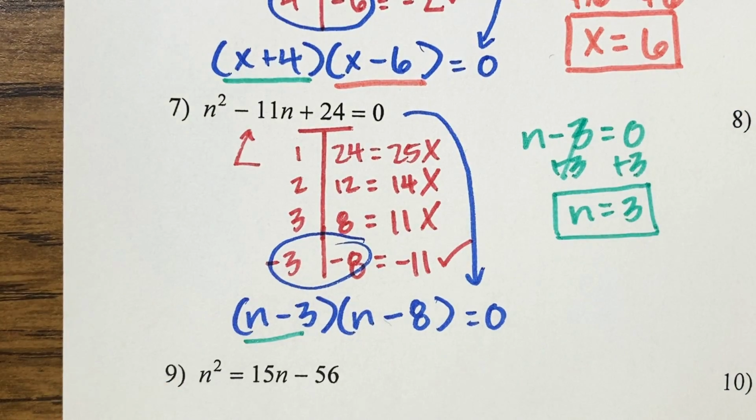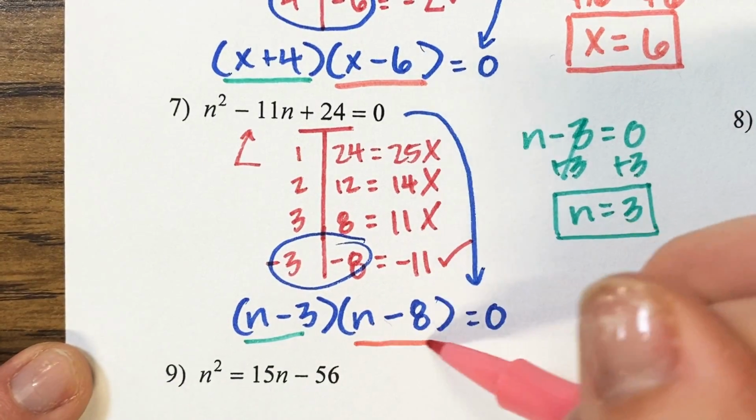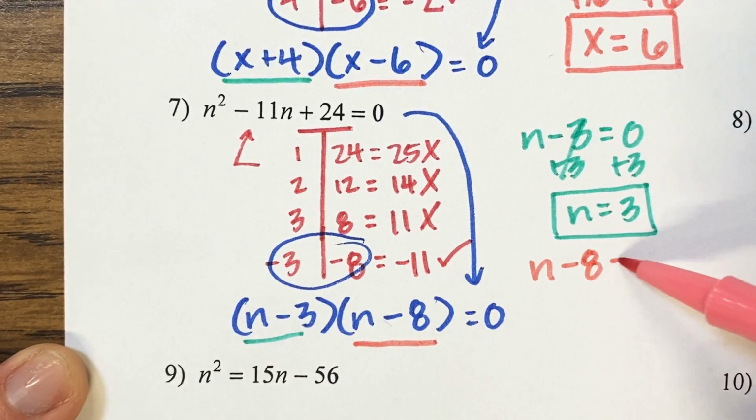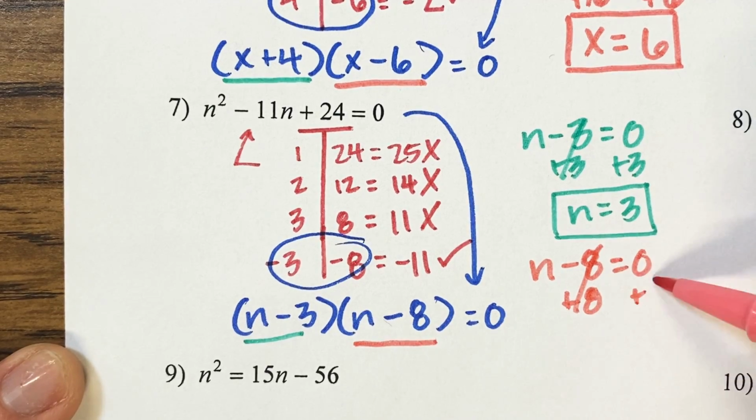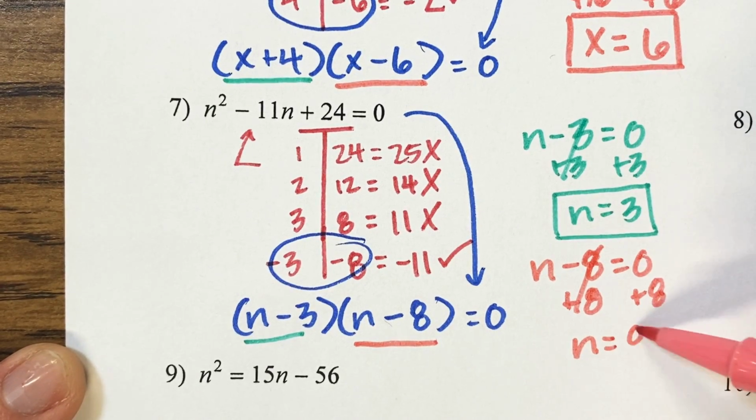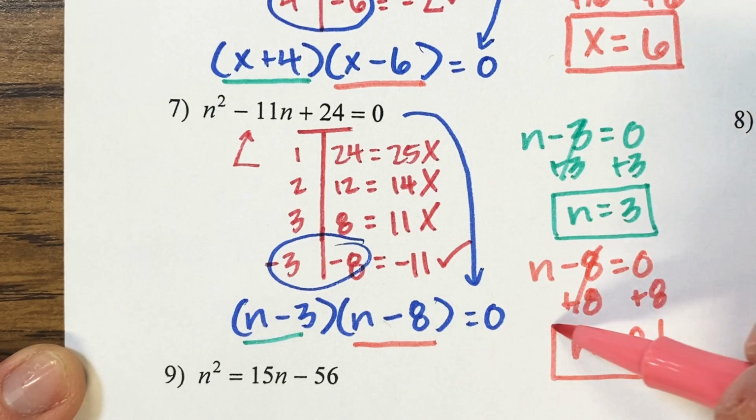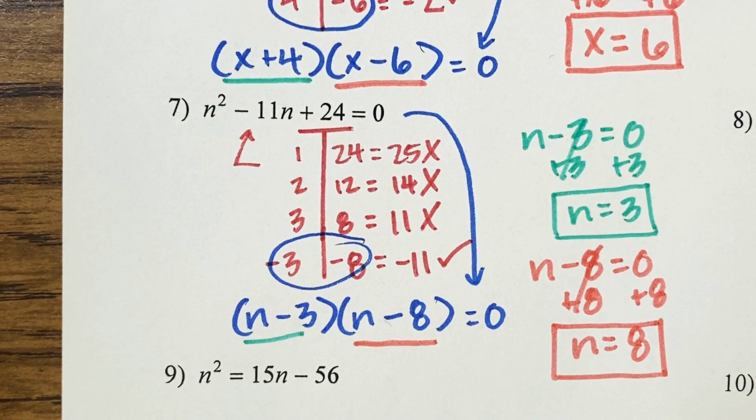Okay, that's my first answer. Take my second piece, n minus 8 equals 0, and let's solve. The opposite of minus 8 is add 8. 0 plus 8 is 8. Beautiful.